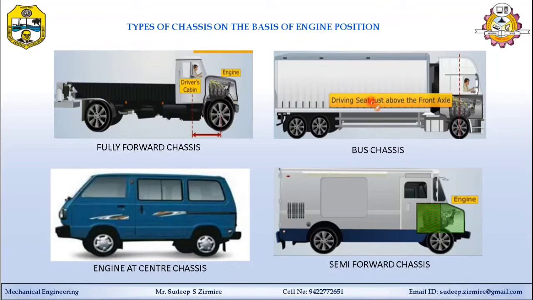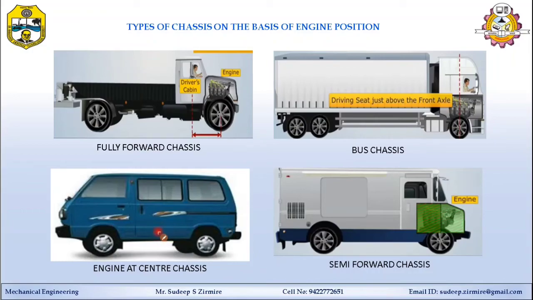Next is the bus chassis. Third one is the bus chassis. The engine is completely mounted inside the driver cabin. It provides a clear view of the road and extra space for the passengers. So the engine is completely inside the driver's cabin, and it is called the bus chassis. Fourth one is the engine at the center of the chassis. The best example of the bus chassis is our ordinary transporting bus used by the Maharashtra government.